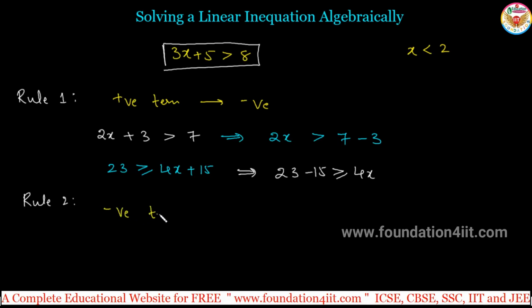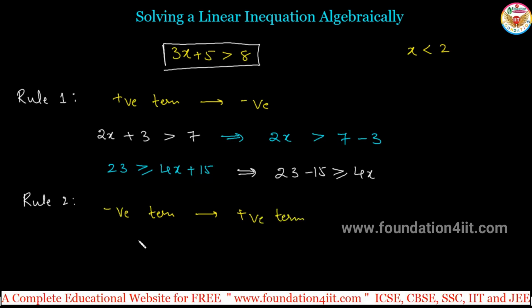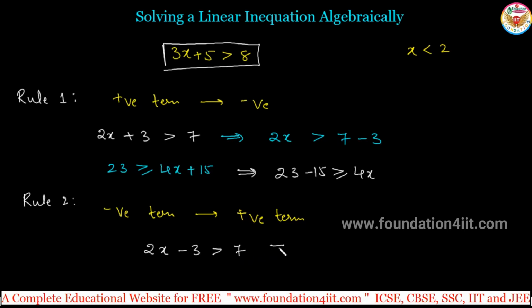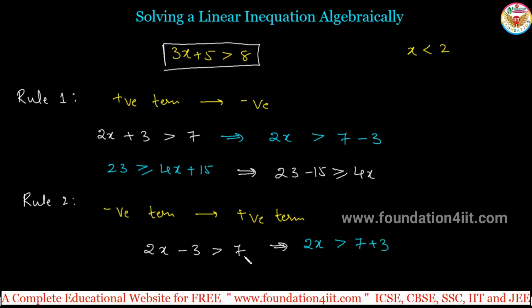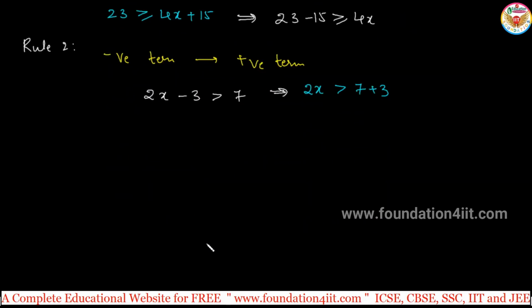If it is a negative term, transposing it makes it a positive term. See one example, the same example as previously, 2x minus 3 is greater than 7. Then minus 3 is a negative term, so a negative term becomes positive by transferring to the other side. 7 plus 3, minus 3 becomes plus 3. These are the simple rules, rule 1 and 2, and next 3 and 4. In total I will explain 6 rules so that you can remember how to solve easily.